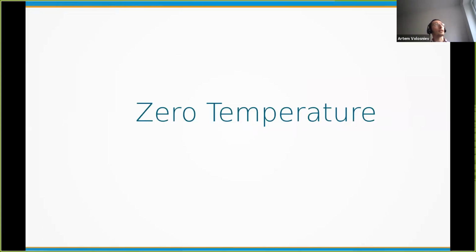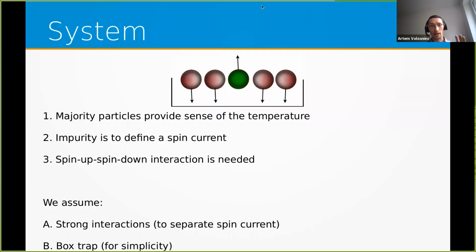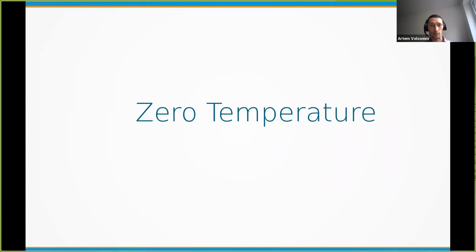The first thing that I want to discuss is basically the zero temperature limit. So imagine this system. I don't know how to approach that, to be honest. The first thing to start with would be just to go with zero temperature. And that's what I start with.